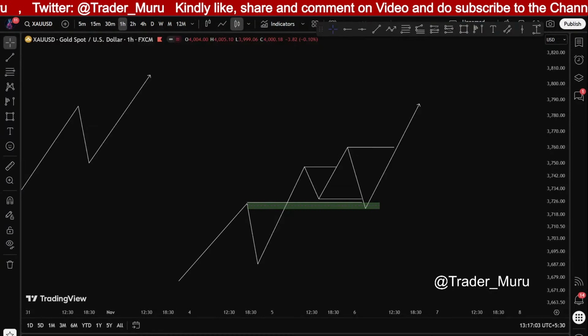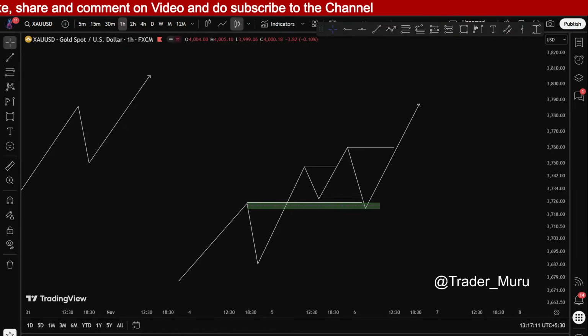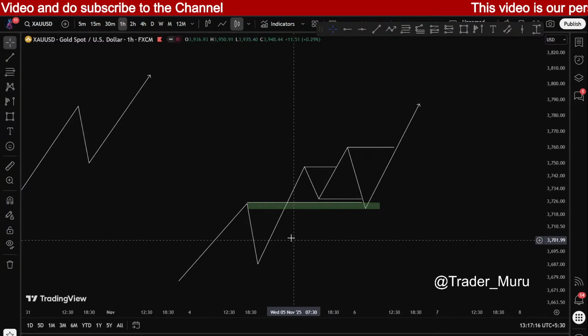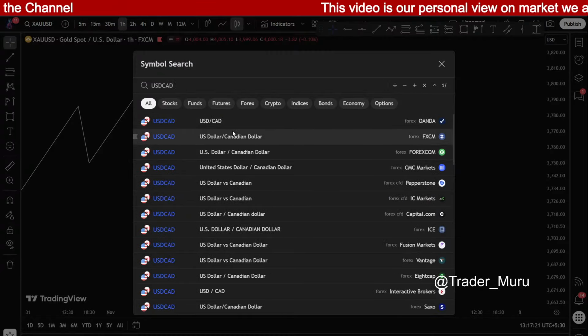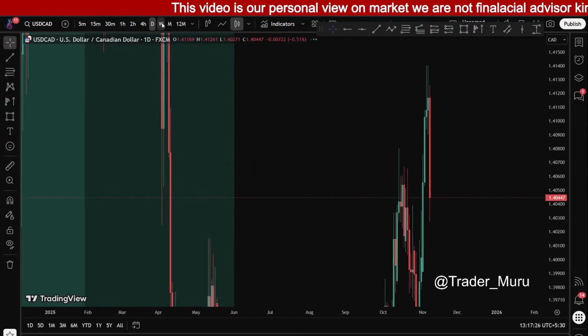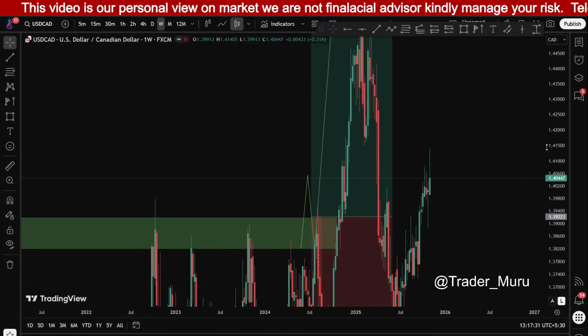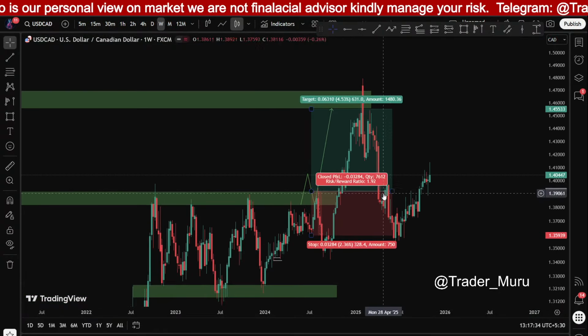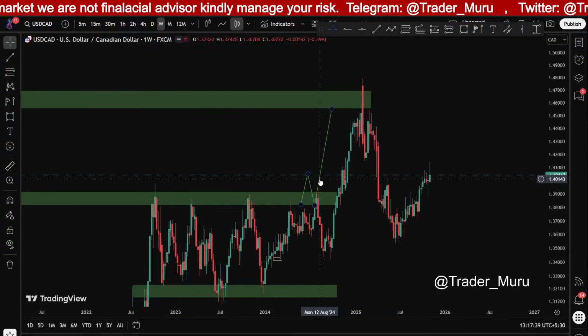USD CAD daily time frame, evening star formation. So we can take a sell after retracement, and please check EUR USD and GBP in the daily time frame, where a morning star has formed. Please clarify. USD CAD. See this. I was waiting for this.